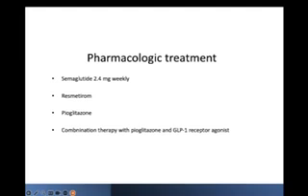Pharmacologic treatments. Semaglutide 2.4 milligram weekly is approved by FDA, as well as resmetirom, which is a selective thyroid hormone receptor agonist. And the American Diabetes Association recommends pioglitazone and even recommends combination therapy with pioglitazone and GLP-1 receptor agonist.